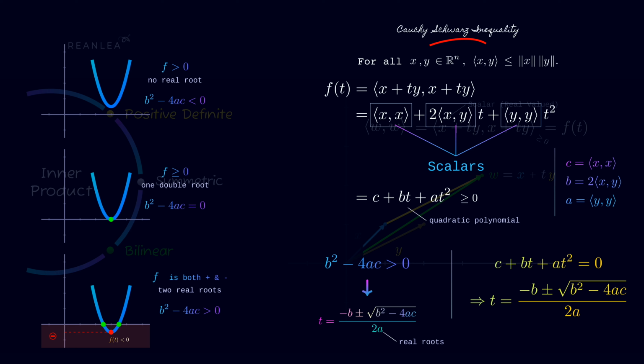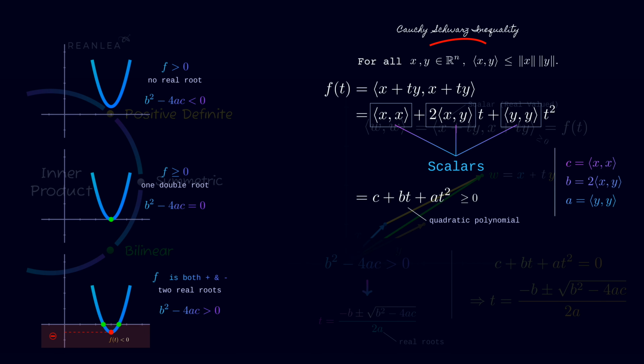But we know that in our case, f(t) must be non-negative. That is, f(t) is greater than or equal to 0 for all t in the set of all real numbers R, the scalar field. And this condition forces us to conclude that the discriminant must be non-positive. That is, b square minus 4ac is less than or equal to 0.